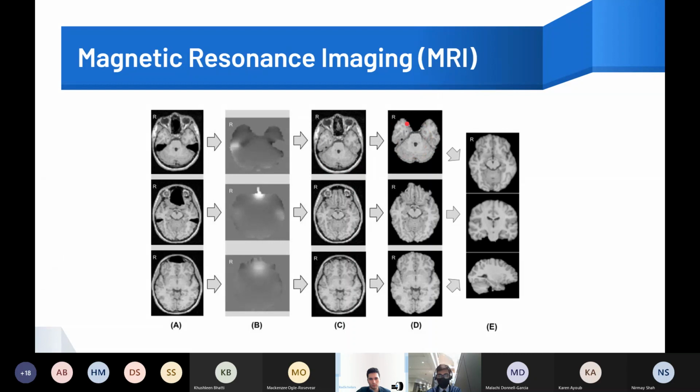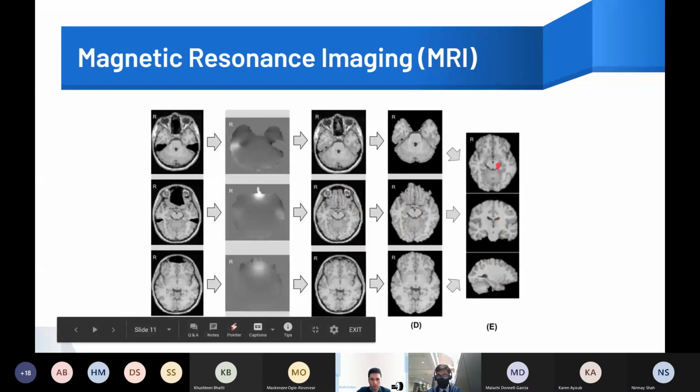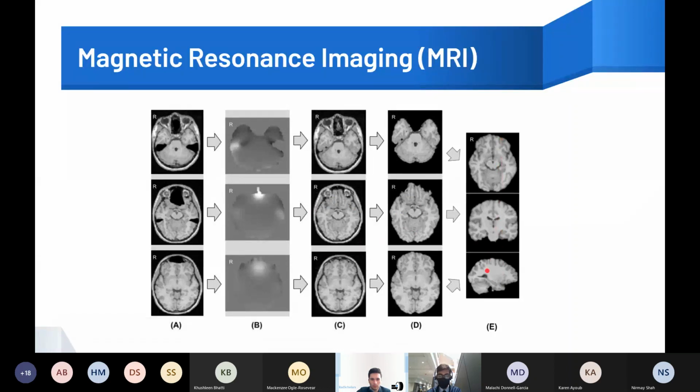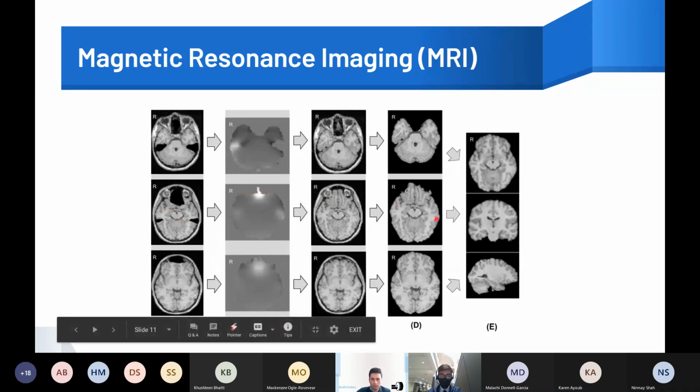So you can see in this image, column D, what we've done with all these different images is that we've taken out the non-brain tissue and left just the brain. Okay. And column E just shows you the different views that you can have in an MRI image. But basically, this slide shows you the types of images that you can get from MRI and the whole process that you have to go through to get to this image here.